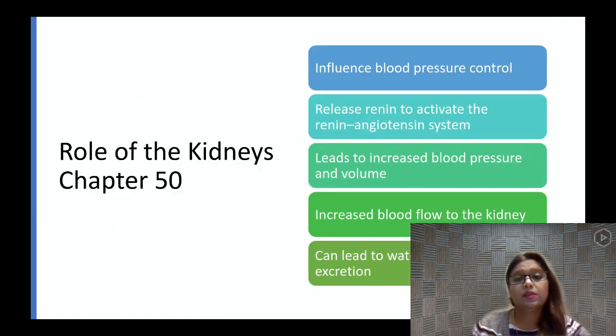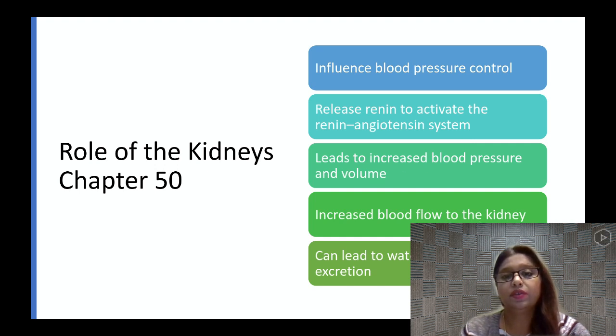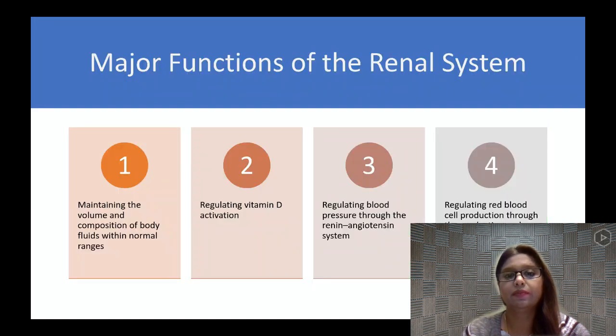So kidneys, as you saw, what do they do? They have a strong maintenance of blood pressure through sodium and water retention through renin controls, right? Second, it releases the renin to activate the renin-angiotensin system. It leads to increased blood pressure and volume, increases the blood flow to the kidney, and it leads to water retention and excretion, right?